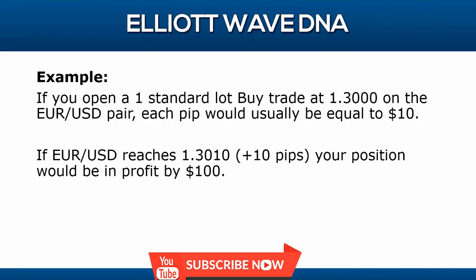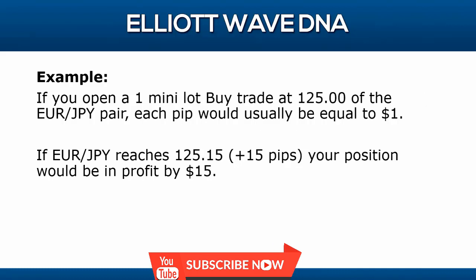For example, if you open a one standard lot buy trade at 1.3000 on the Euro USD pair, each pip would usually be equal to $10. If Euro USD reaches 1.3010, so a 10 pip difference, your position would be in profit by $100. If you open a 1 mini lot buy trade at 125 on the Euro Yen pair, each pip would usually be equal to $1. If Euro Yen reaches 125.15, so a 15 pip difference in plus, your position would be in profit by $15.